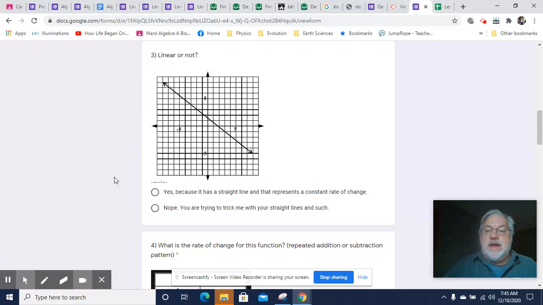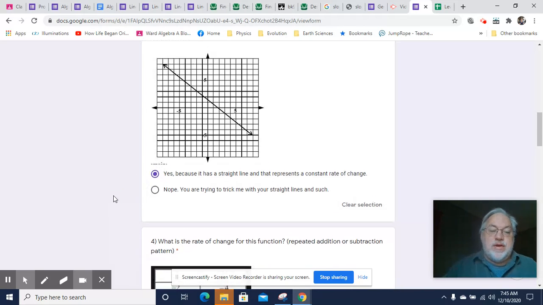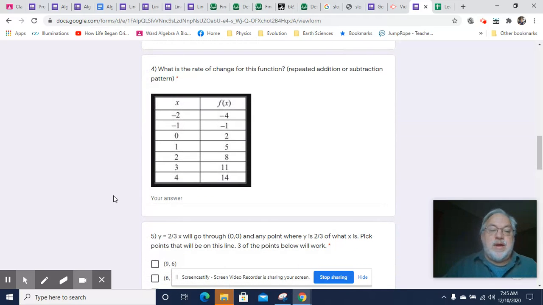They have a repeated adding or subtracting rate of change, and they will make straight lines. This makes a straight line and is therefore linear. No, I'm not trying to trick you. I rarely am trying to trick you. I only look like I'm trying to trick you sometimes.